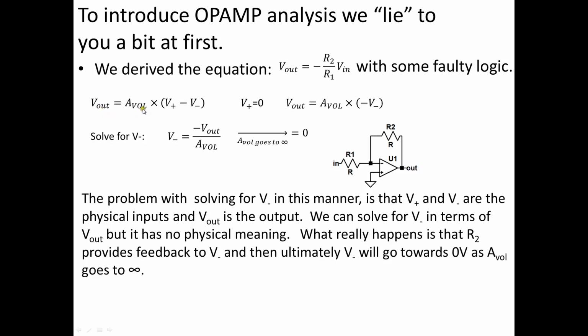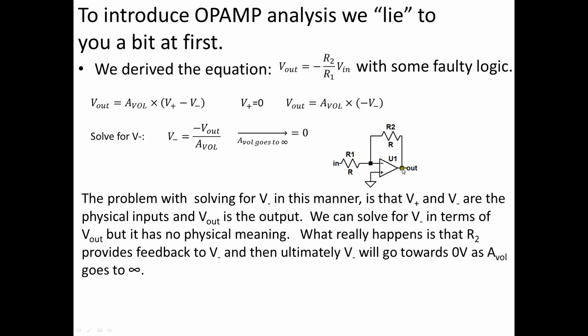While it is true that V out equals the open loop gain times the difference of V plus minus V minus, and it is true that V plus is equal to 0 volts, and it is true that V out equals A_VOL times the negative of V minus, when we solve for V minus, we're turning V out into an input, and we're turning V minus into an output. Now, while this works mathematically, physically, it's meaningless.